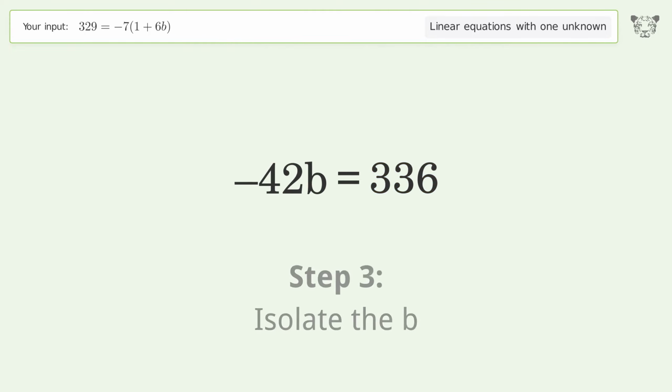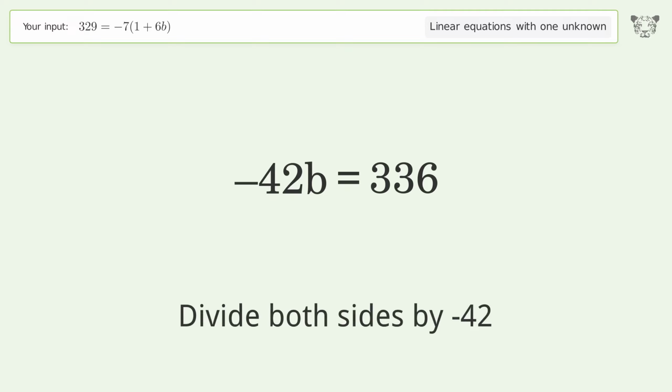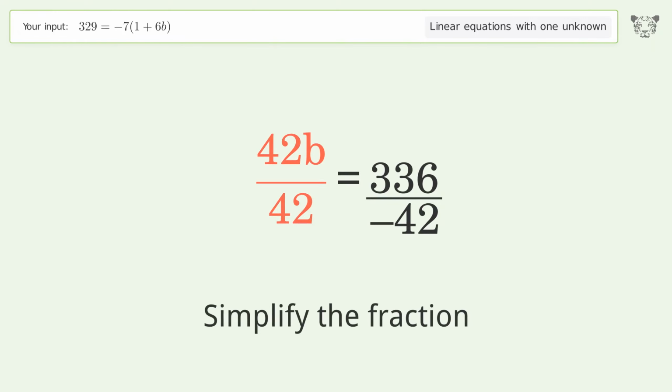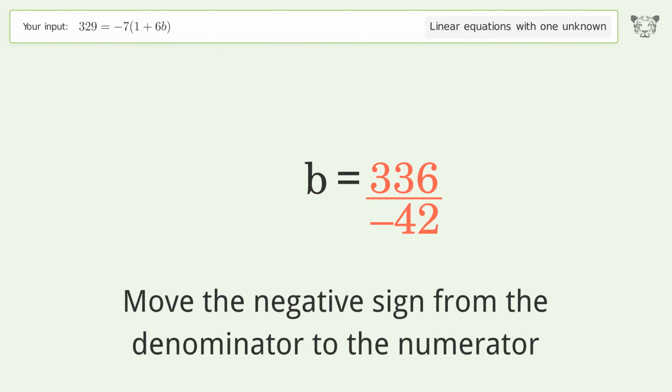Isolate the b. Divide both sides by -42. Cancel out the negatives. Simplify the fraction. Move the negative sign from the denominator to the numerator.